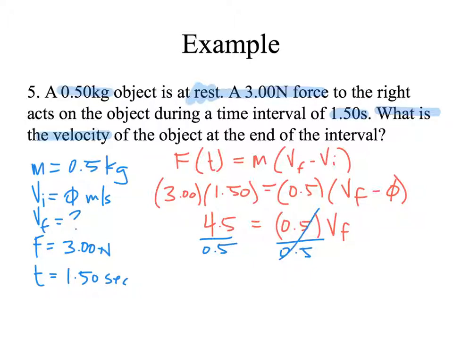So these cancel. And I've got VF all by itself, which is what I wanted. And on the left, I have 4.5 divided by 0.5, and that gives me 9. So the final velocity here is 9 meters per second. So we did an example here showing us how to calculate for final velocity.